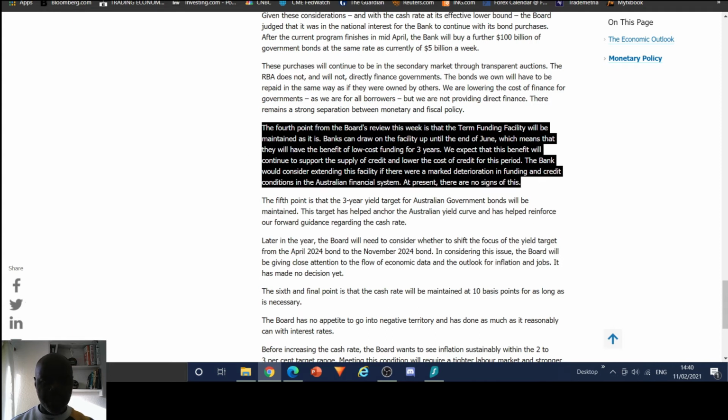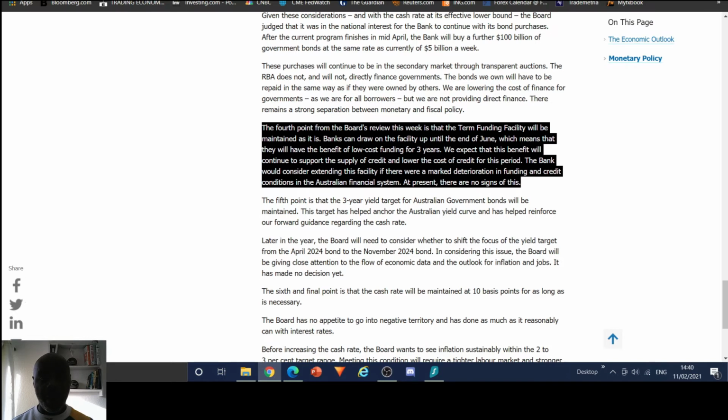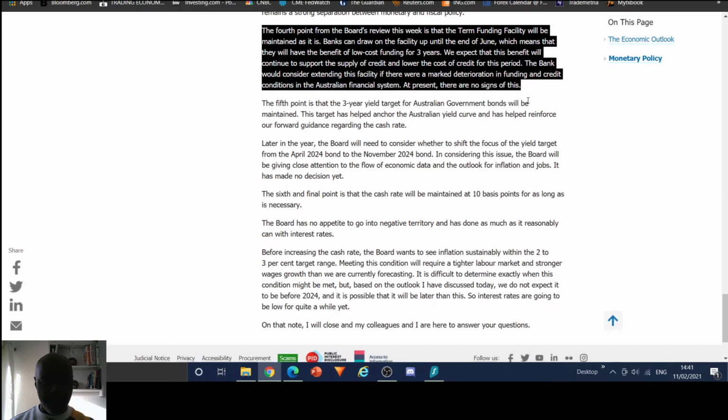The fourth point is about the funding facility, basically saying that the funding facility for businesses is going to be kept in place. They're supporting the market, guys. The funding facility for banks is still going to be kept in line. They're supporting liquidity. They're making sure that there are funds available for banks to lend, because that's how the wheels turn on an economy. The next one, fifth point, the 3-year yield target is working. They're keeping it the same.